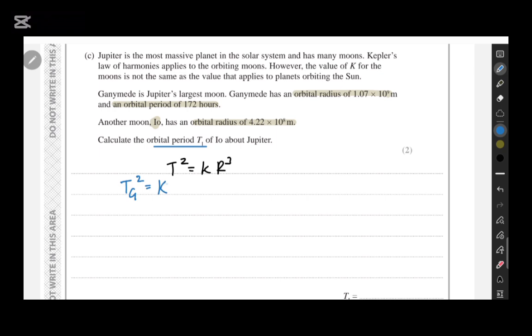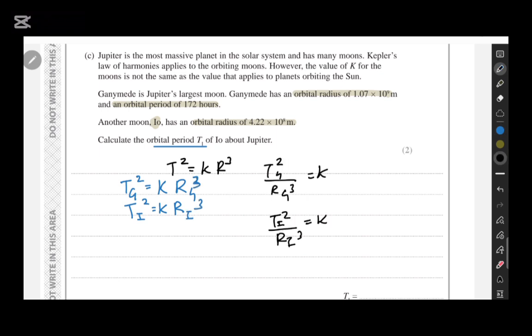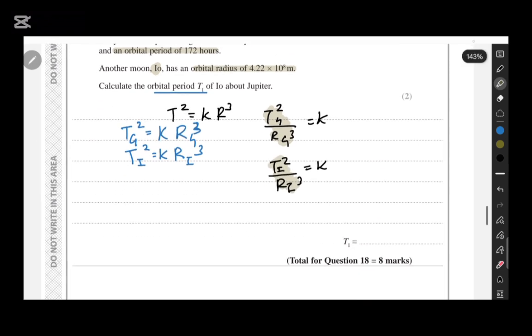Square is equal to k times the orbital radius of Ganymede cubed, and the time period of I/O squared is equal to k times the orbital radius of I/O cubed. Now if I make k the subject in both cases, I can see that these two time periods squared divided by the orbital radius cubed will both be equal, so I can equate both of them. So Tg squared over rg cubed is equal to Ti squared over ri cubed.